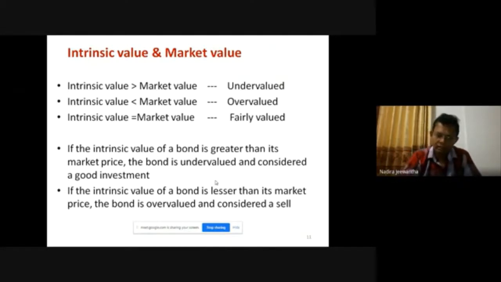The market is going... the true value of a particular share is 200. Now the market is going at 300. Do you buy? Generally, you don't. Why? It is trading at a higher rate than the true value, the intrinsic value.